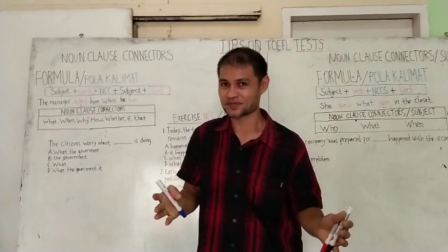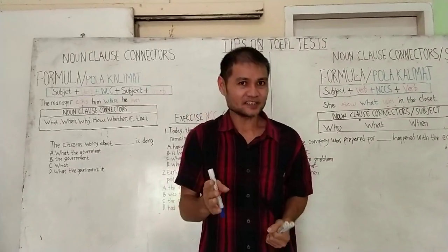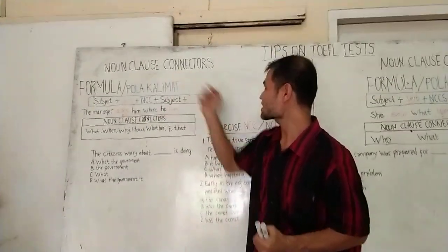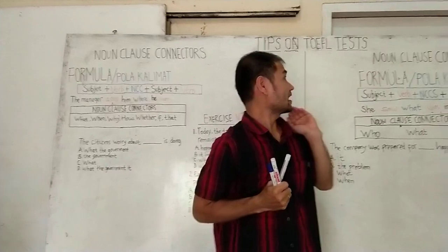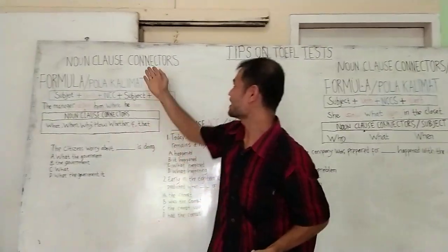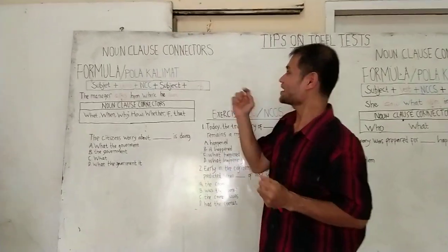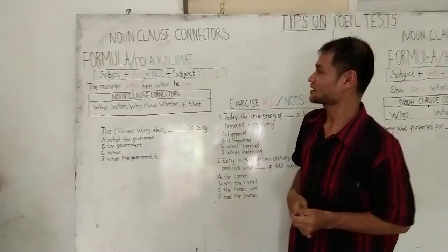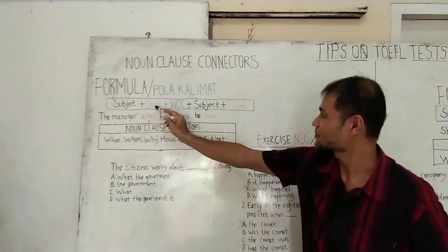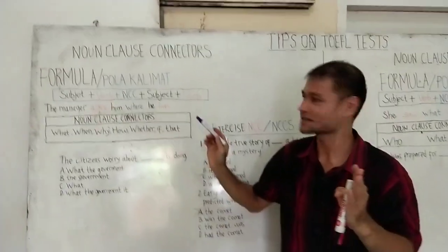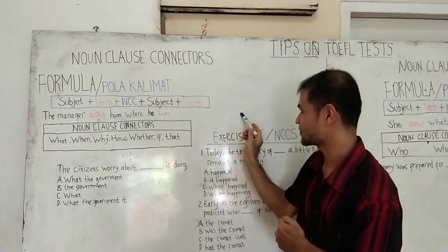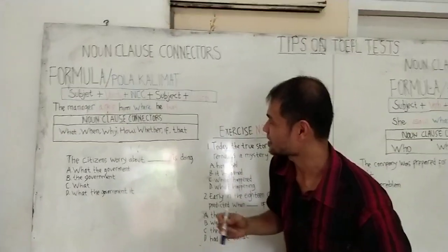There are some tips, but today my focus is on noun clause connectors and noun clause connectors as subject. Let me start from noun clause connectors. It has the formula. It consists of subject, verb, noun clause connector, followed by subject, and the last followed by verb. Let me give you example.